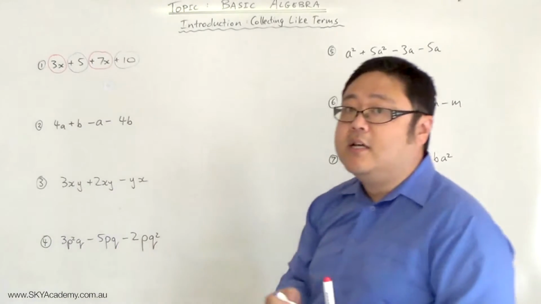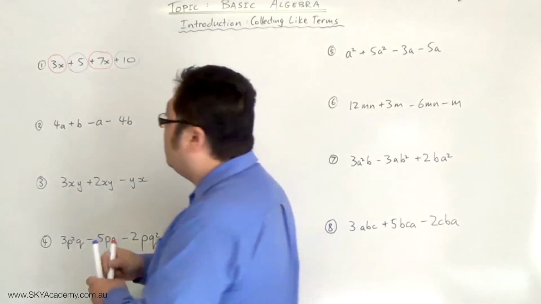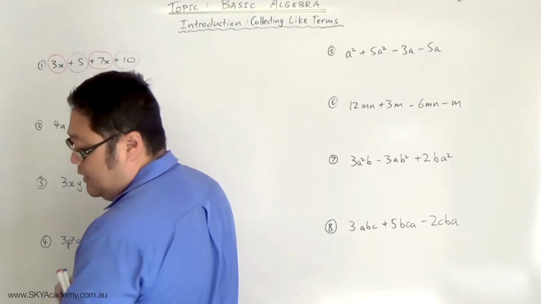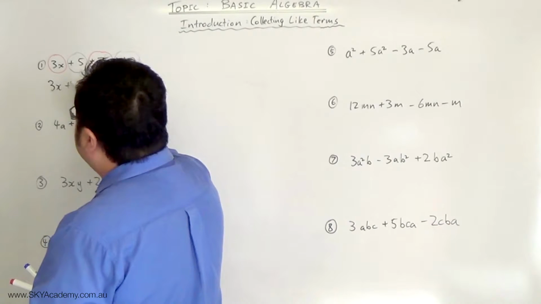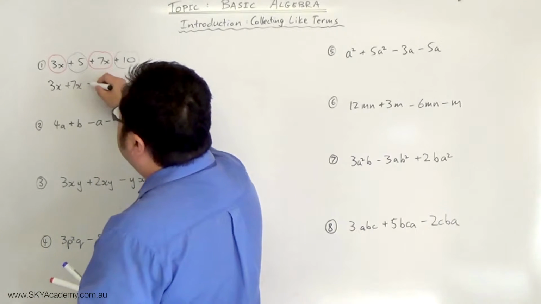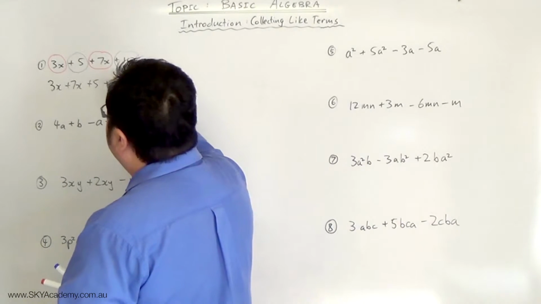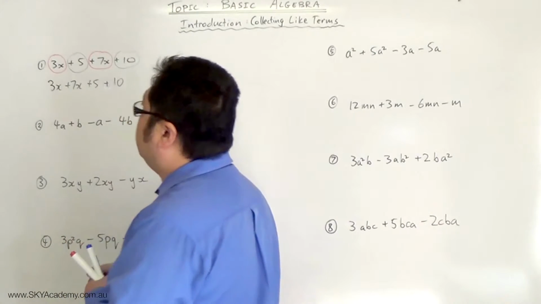Does that make sense? So if we were to rearrange that, what you would have is, and let me grab my black pen, 3x plus 7x plus 5 plus 10. Does that make sense?